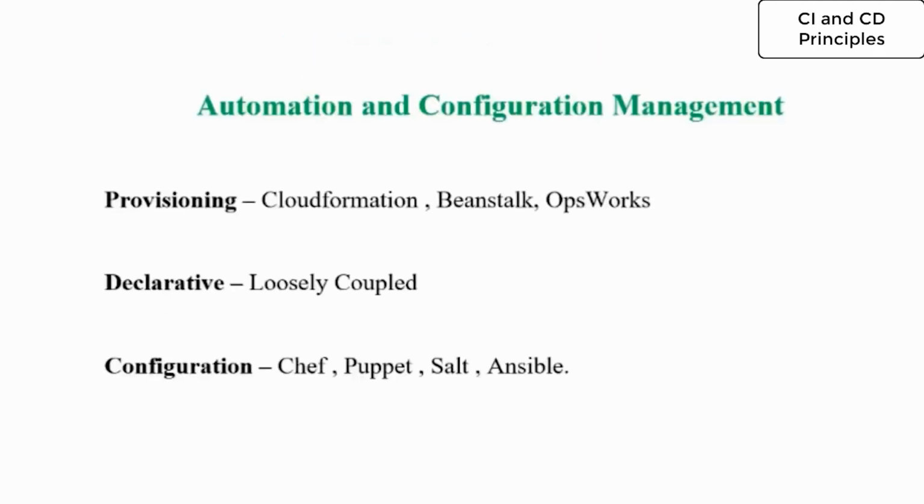Now let's discuss automation and configuration management. We have provisioning tools and configuration tools. For provisioning we have CloudFormation, Elastic Beanstalk, and OpsWorks. For configuration we have third-party tools like Chef, Puppet, Salt, and Ansible. These will be very helpful in meeting the DevOps goals. DevOps tools consist of configuration management, test and build systems, application deployment, version control, and monitoring tools.